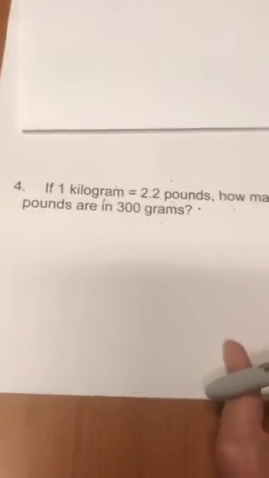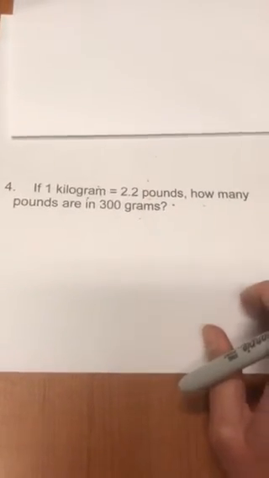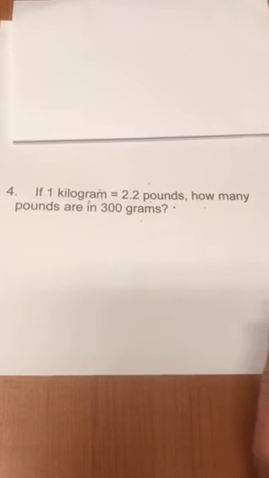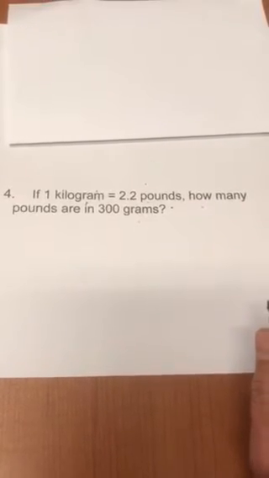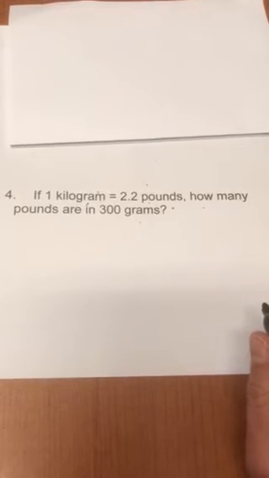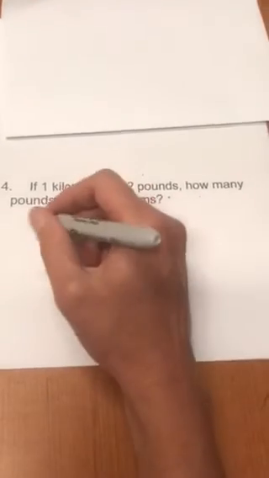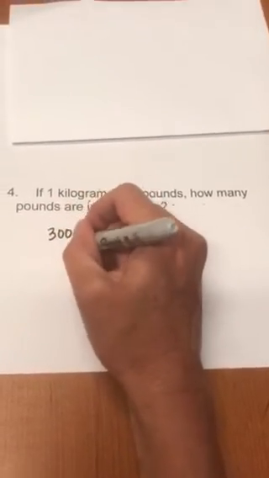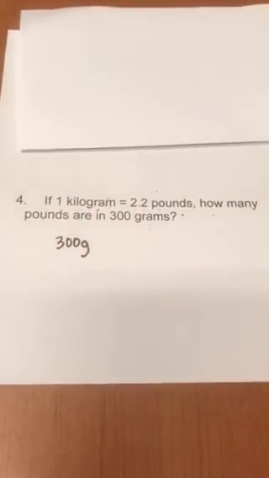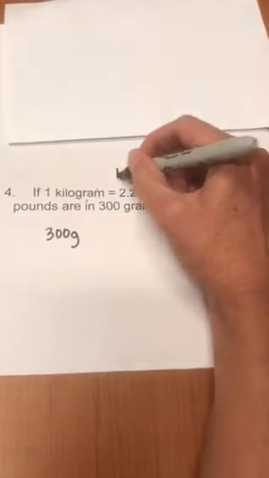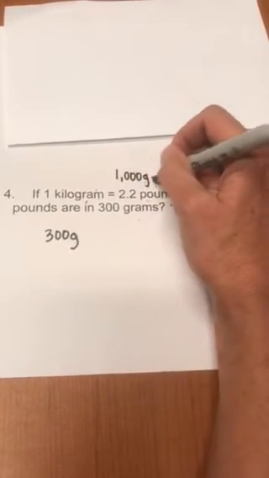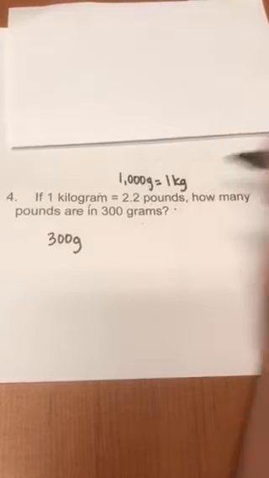If 1 kilogram equals 2.2 pounds, how many pounds are in 300 grams? So my conversion is in kilograms, but I'm starting in grams. So I have to get to kilograms from grams. So I'm going to start with 300 grams. And I have to remember that there are 1,000 grams in 1 kilogram.